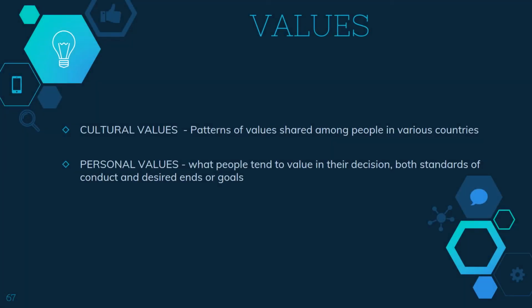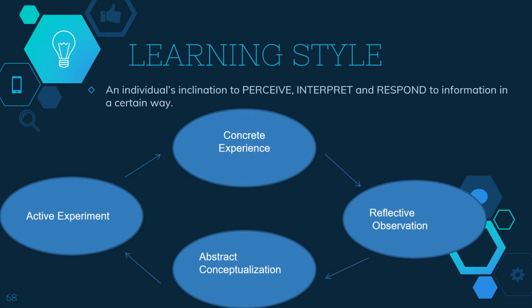Values. Cultural values, patterns of values shared among people in various countries, and personal values, what people tend to value in their decisions, both standards of conduct and desired ends or goals. Learning style. An individual's inclination to perceive, interpret and respond to information in a certain way. Concrete experience. Reflective observation. Abstract conceptualization. Active experimentation. The styles go on and on.